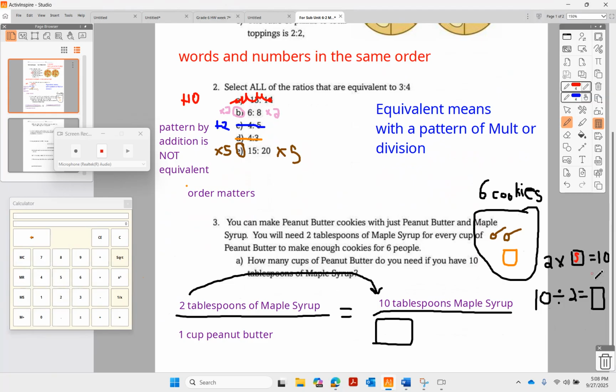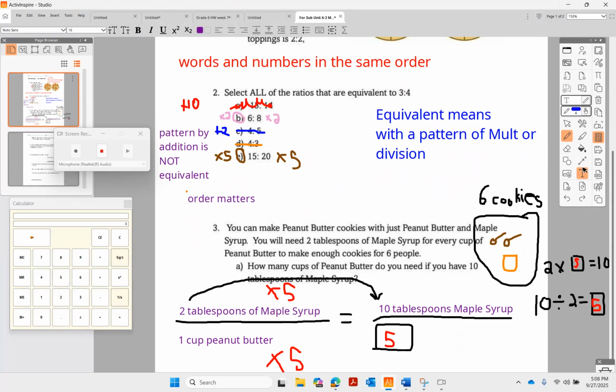Okay. So my factor, I'm getting 5 times more maple syrup. So I need to get 5 times more peanut butter. And in this case, 1 times 5 is 5. So I would need 5 cups of peanut butter. Okay, if your teacher requires you to write out the answer with words, we can do that. Let's change the color here. Let's go with red. That's 5 cups of peanut butter. Okay.